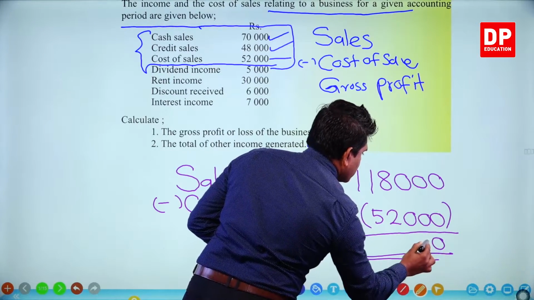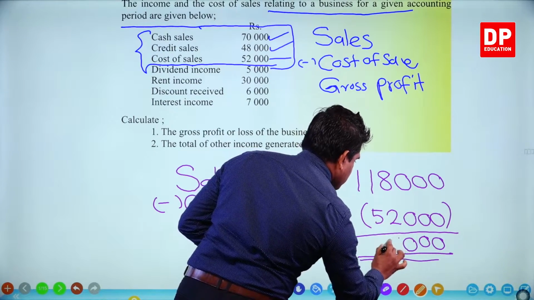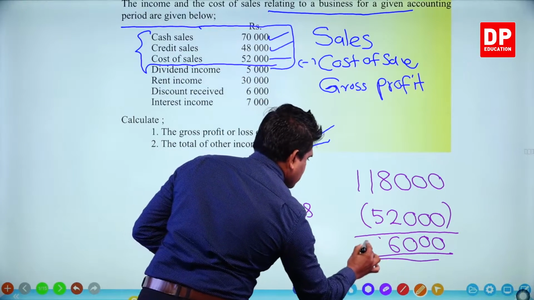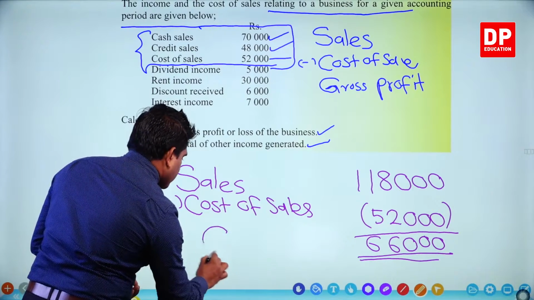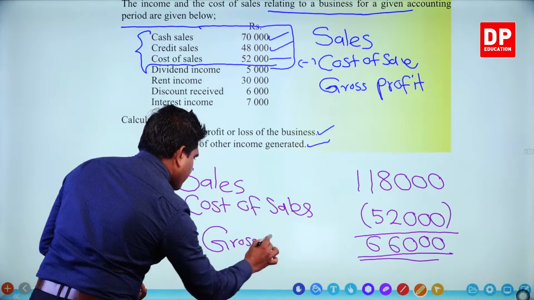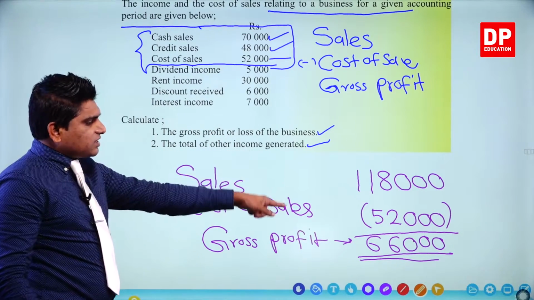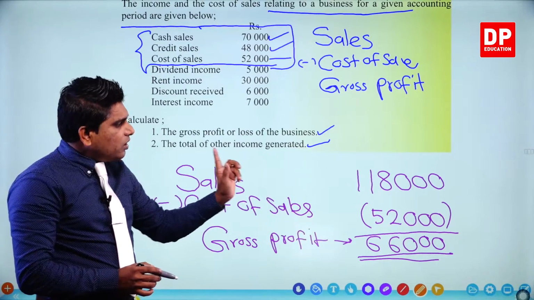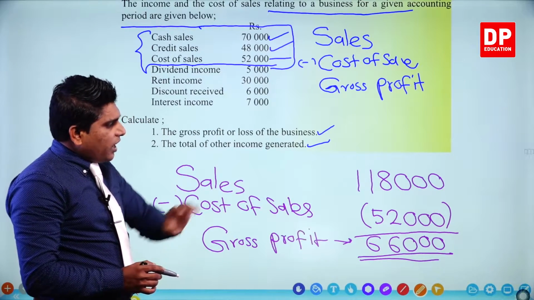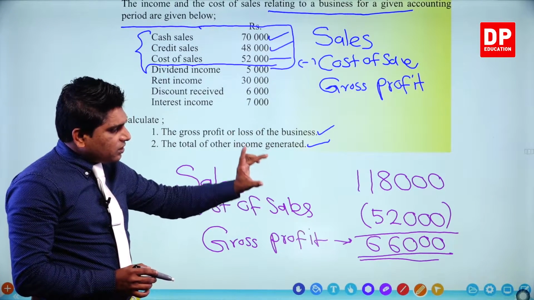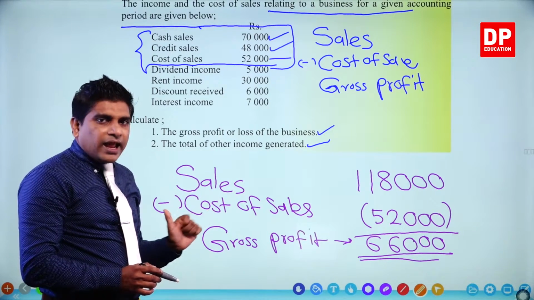Here 0, 0, 0, 8, 2, 8 minus 2, then 6. Here 6. Check whether the answer is correct or wrong, right? Then here you can write gross profit. The first question asks what? Gross profit or gross loss. 66,000 is the gross profit. How? The total sales 118,000, cost of sales 52,000. Then 118,000 minus 52,000, how much? 66,000. Yes, sales is more than cost of sales.